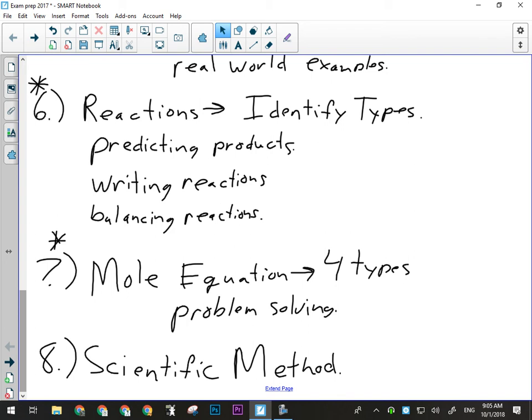That would be like solubility terminology or polar nature of water stuff. That's stuff that's out of your notes, so it's stuff you'd want to focus on.